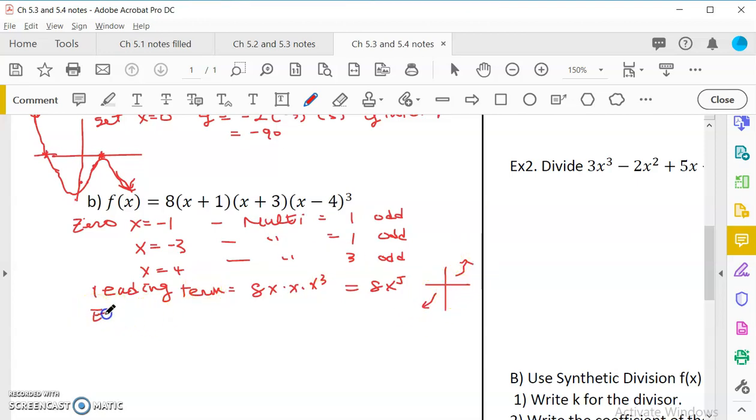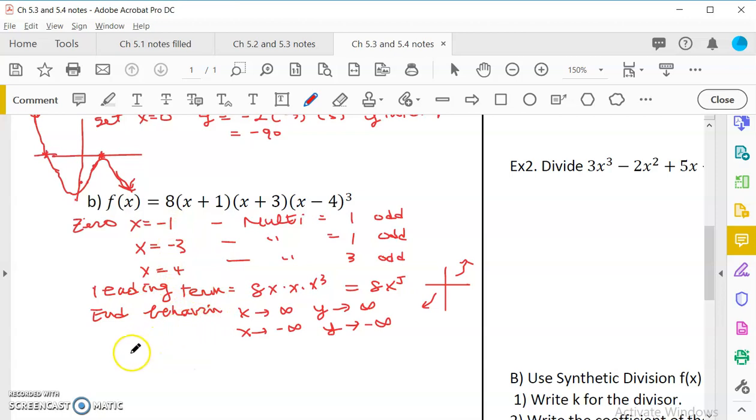So write down the end behavior. When x approaches infinity, y approaches infinity. When x approaches negative infinity, y also approaches negative infinity. Like on the left side, it goes down. Is it symmetry? No. Even the zeros are not symmetrical.